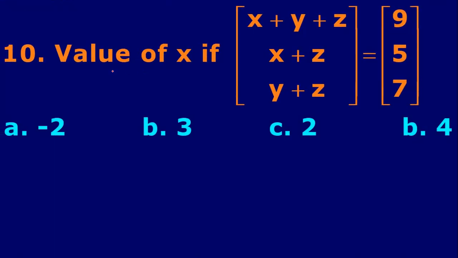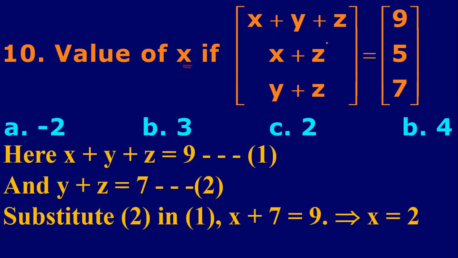So next question. Find the value of x if the matrix x plus y plus z, x plus z, y plus z equals 9, 5, 7. Now here also it is given two matrices are equal. You have to find the value of x. So whether it is minus 2, 3, 2 or 4. Now here also what we can do is compare the corresponding elements directly. So we can write x plus y plus z equal to 9, and since here it is given y plus z, we take y plus z equal to 7. So take x plus y plus z equal to 9 and y plus z equal to 7.